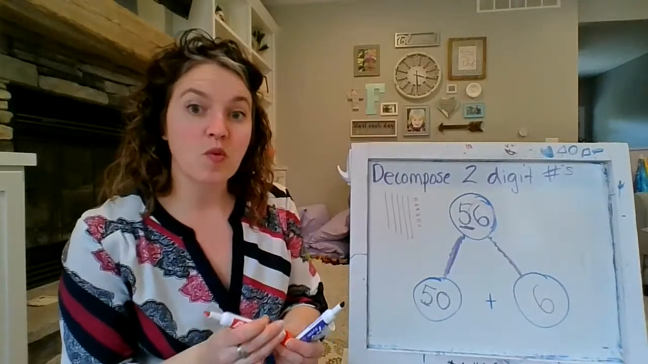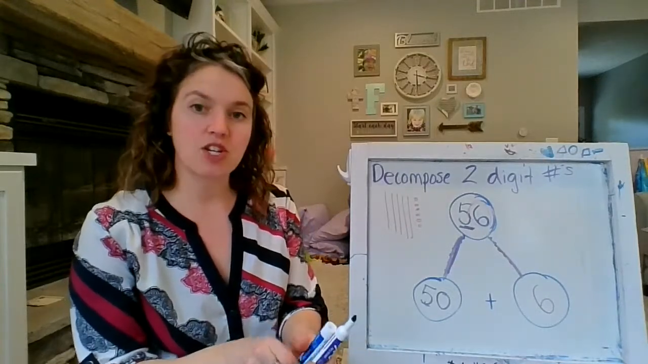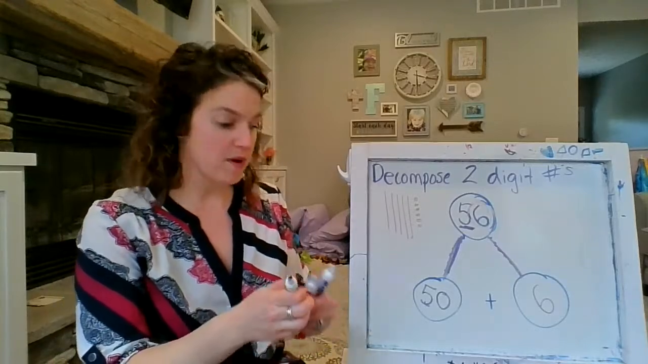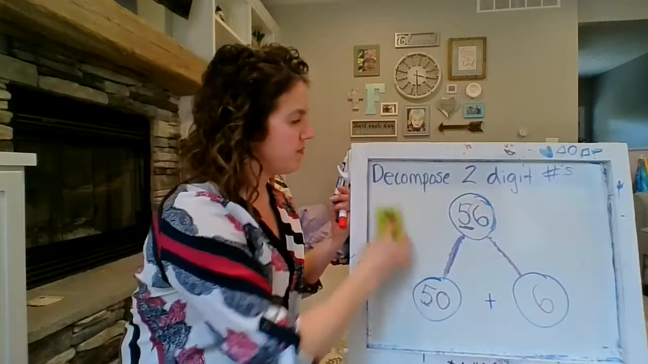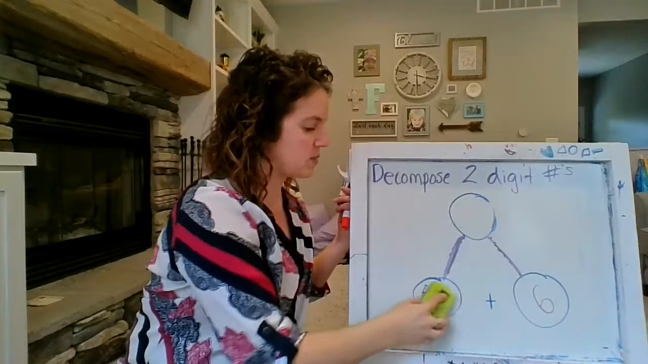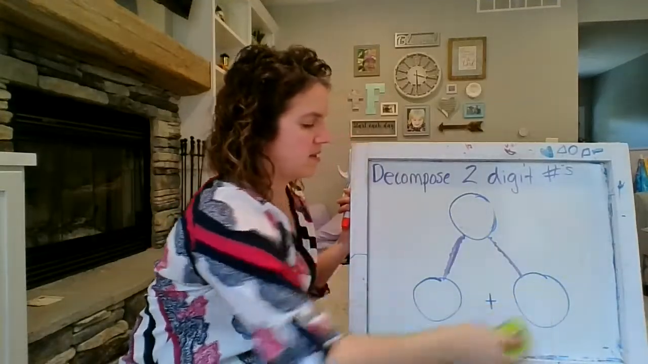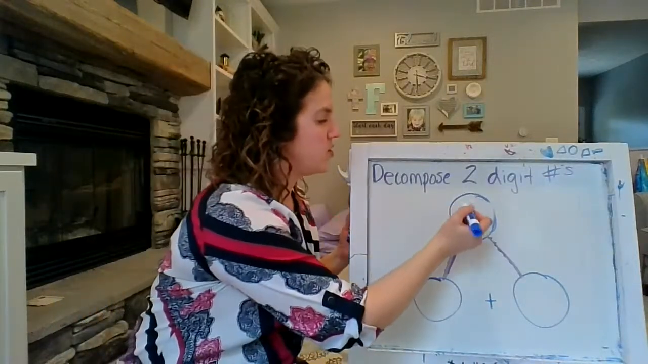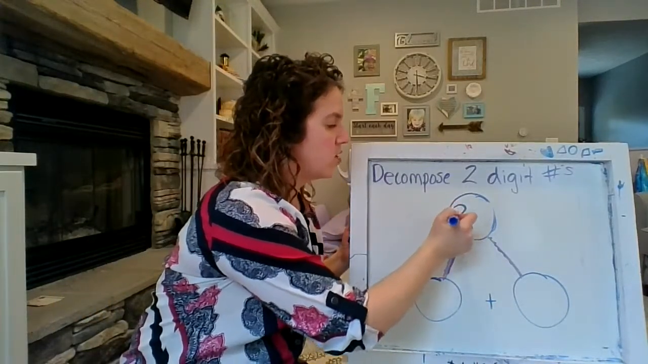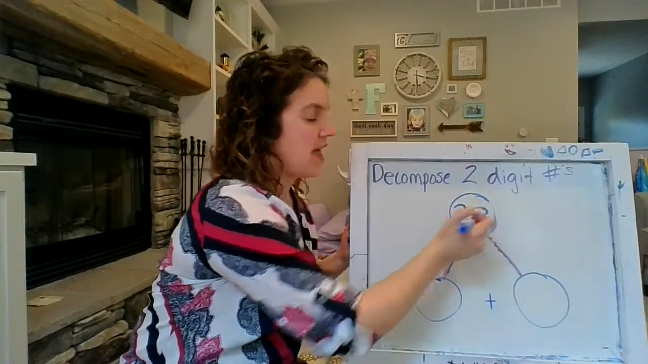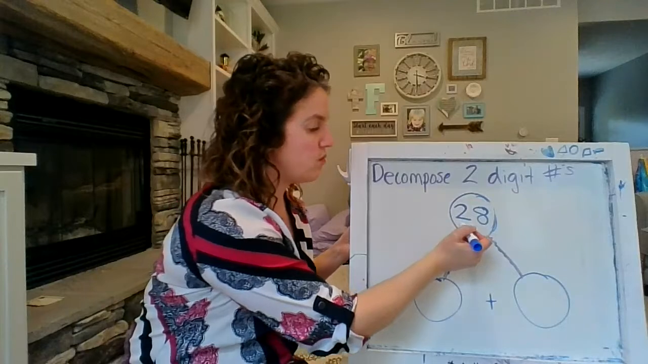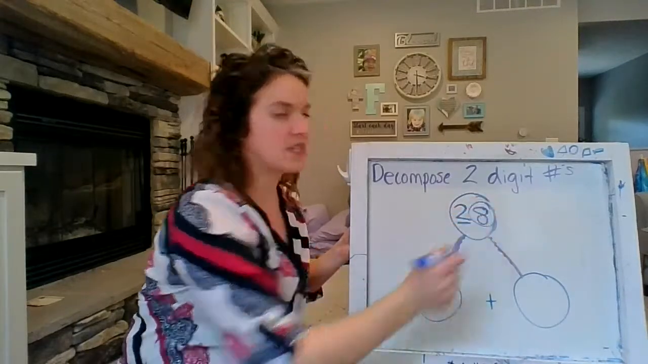All right, let's try 3 more, and then I'm going to show you the other way that we can decompose the number. So we're going to use our number bond first for 3 more practice problems. Here's your 2-digit number. We're going to do 28. What does this 2 mean? And then what does this 8 mean?